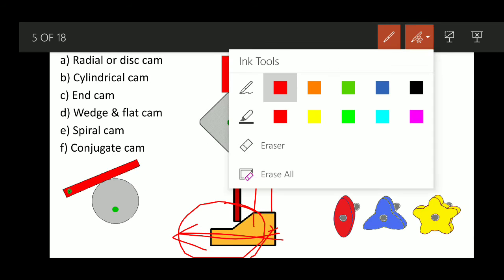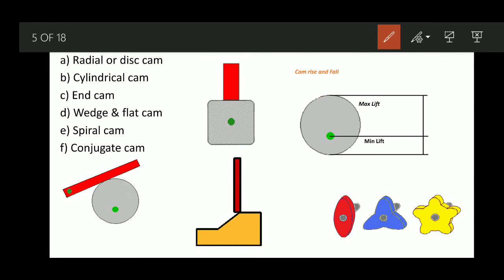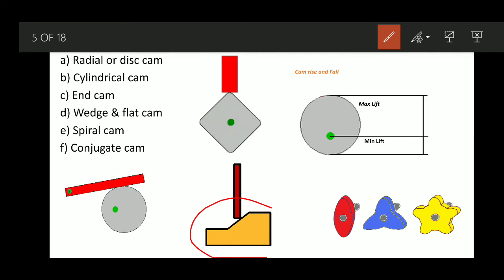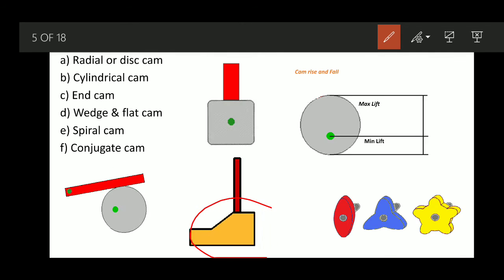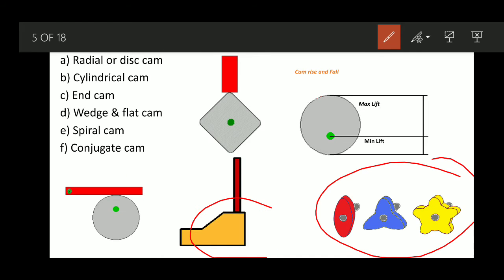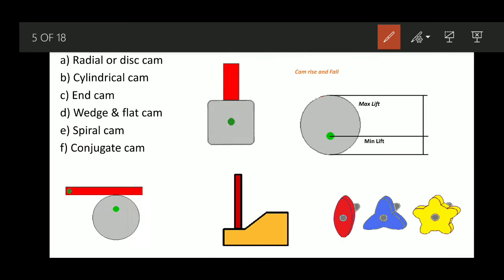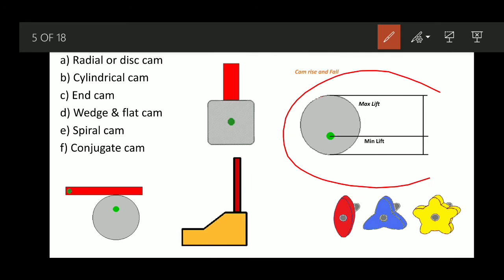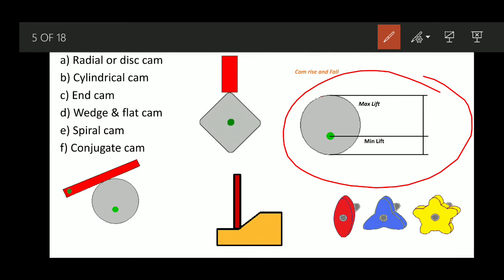Similarly, if you want some other kind of motion, then based on that you have to derive or design that particular cam profile, the look of the cam. Okay, similarly here we are just showing that different types of shapes are possible in the case of cam. So that's all.